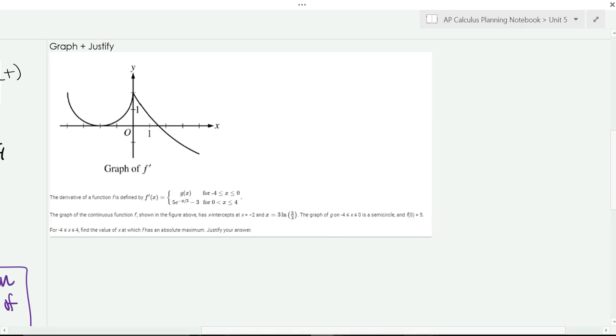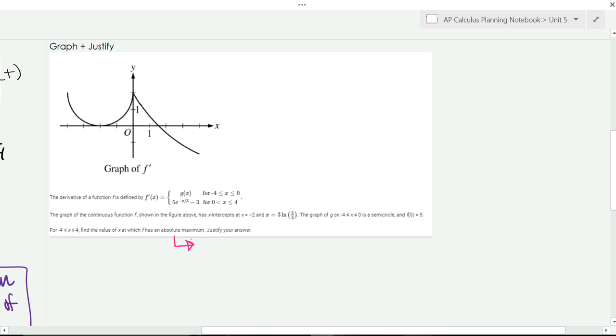Looking at this graph right here, we have this function and it's a piecewise function. So we have a semicircle, right? And then we have this e to the negative x over 3. And this is the derivative, right? So this is showing us what the slopes are. And remember, if we're being shown what the slopes are, then we're looking for where the sign changes. So it says right here, find the value of x at which f of x has an absolute maximum.